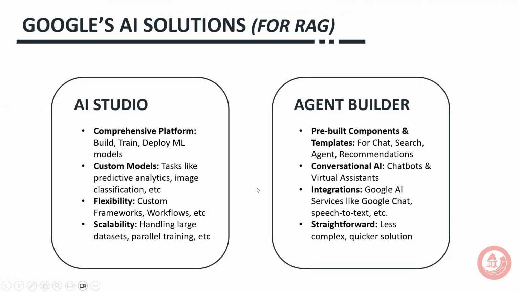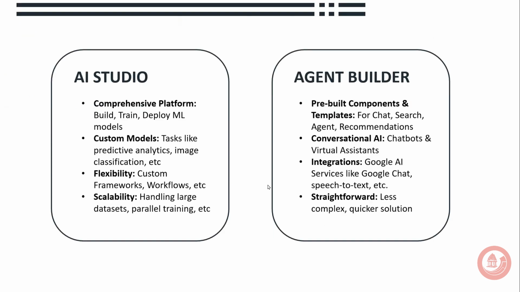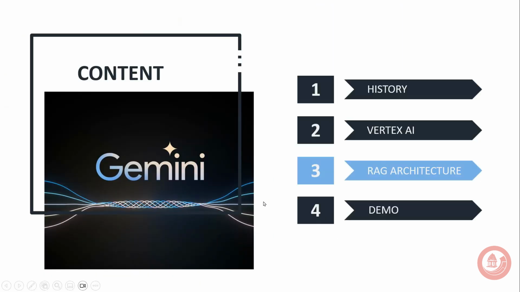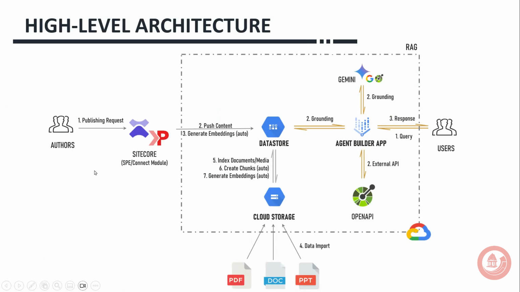And here is the RAG architecture for this application that we are building. When you have Sitecore, whether it's XM Cloud or XP, I've built a connect module and an SP module, which I'll be showing shortly. What it does is, whenever a content author initiates any publish operation, it makes an API call to the data store, and it pushes the content into the data store. Everything will get indexed in the data store, and we'll see how that happens. On top of that, it also generates embeddings.